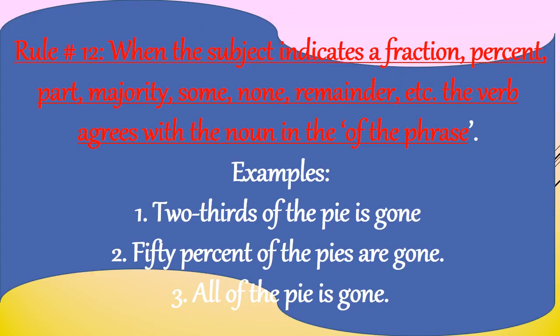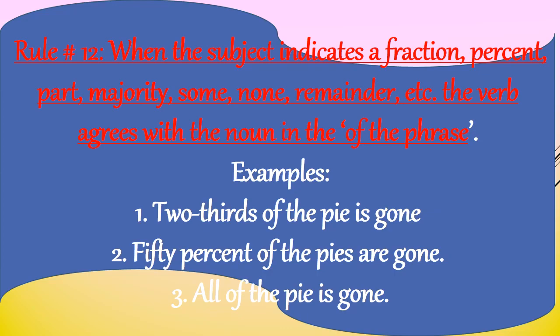Rule number 12. When the subject indicates a fraction, percent, part, majority, sum, none, remainder, etc., the verb agrees with the noun in the of phrase. For example, 2/3 of the pie is gone. Or next, 50% of the pies are gone. And the third example is, all of the pie is gone.